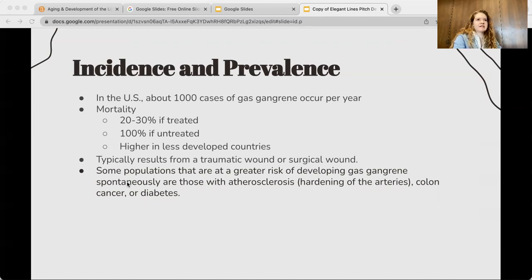As for the at-risk populations, like I mentioned, it normally develops in response to a wound. That could be a surgical wound or a traumatic wound. If it were to develop spontaneously, it would pretty much only be in someone that has either diabetes, colon cancer, or some kind of disease of the arteries.